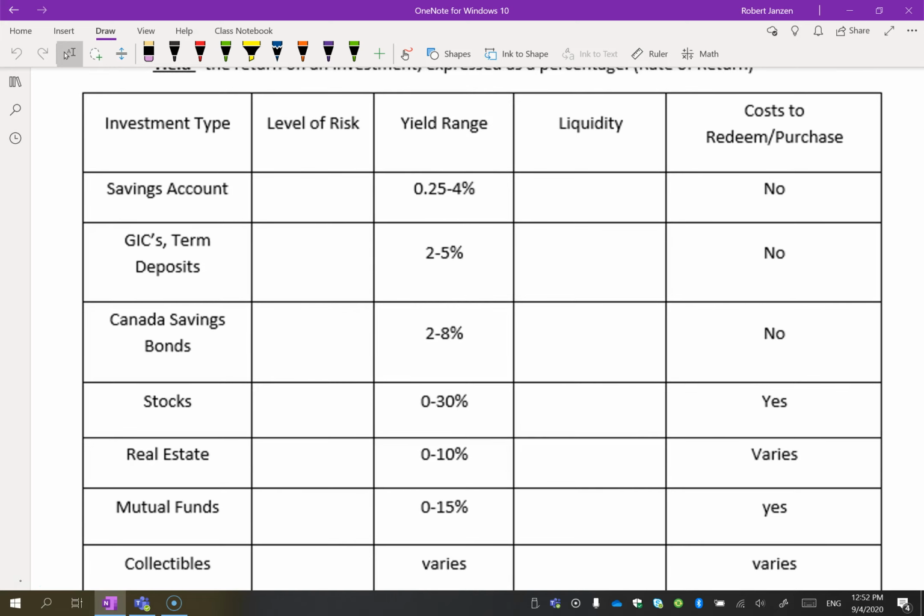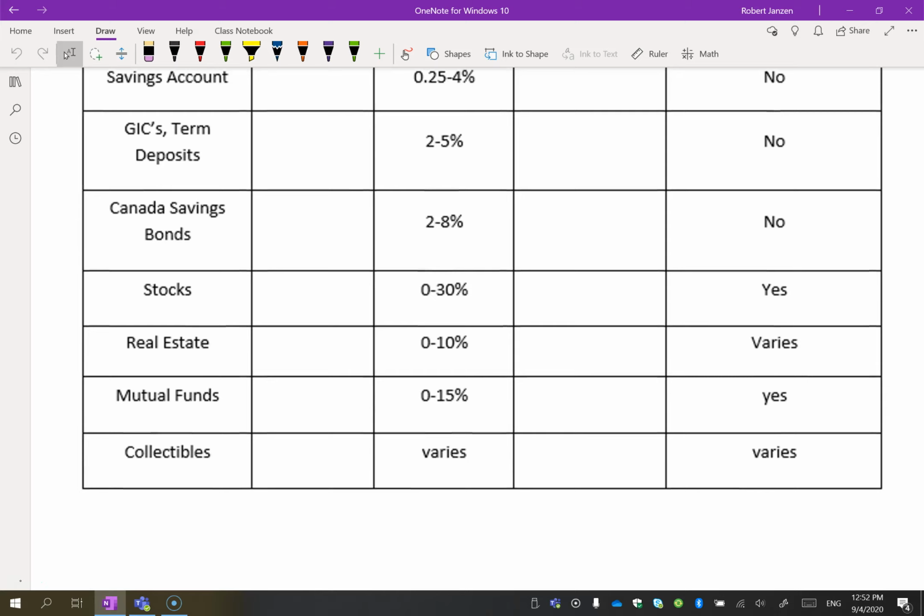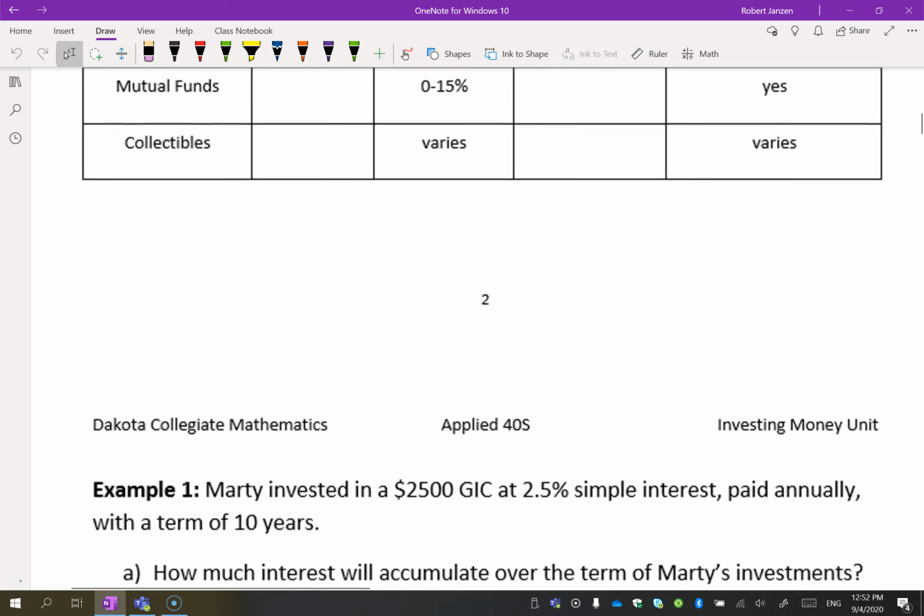You're probably familiar with the savings account. That's just leaving money in the bank. A GIC or a term deposit you're going to put in, but usually you can't access it until the term is over. So you might invest money for a period of 2 years and you can only get it back after 2 years. Usually you get a little bit higher interest rate for those. Okay, you can see some of the other ones here, things that you could invest in. We'll talk about some of those throughout the unit.